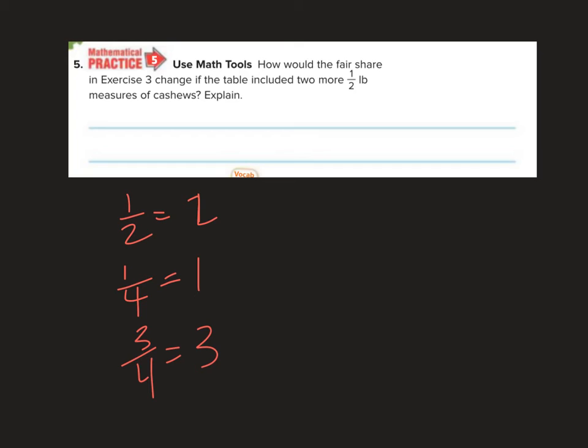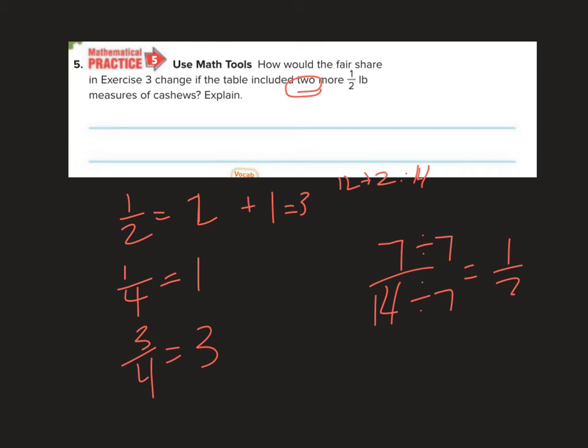Okay, so if I add 2 more 1 halves, 1 half plus a half is a whole, right? And so then I'm working with 3, 1 and 3, so it'd be 7. So I would have 7 wholes, right? And I added 2 more things of my data. So before I had 12, if I added 2 more, I would be adding 14. So I have to do 7 over 14, and we all know that that's the same as 1 half, because if I divide by 7, I get 1 half. So it did not change.